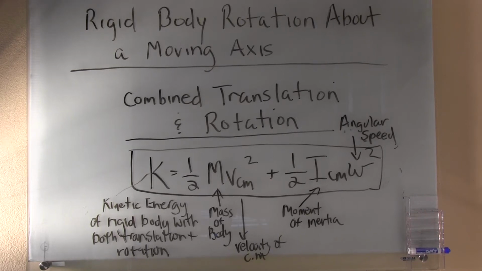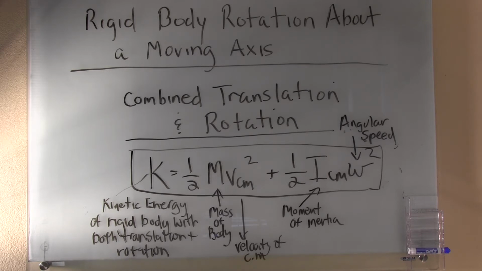Okay, this is a rigid body rotation about a moving axis, when we have combined translational and rotational movement. So we're going to extend our analysis now to motion where the axis of rotation moves. When this happens, the motion of the body is both translational and rotational.